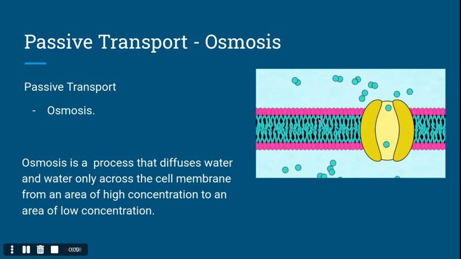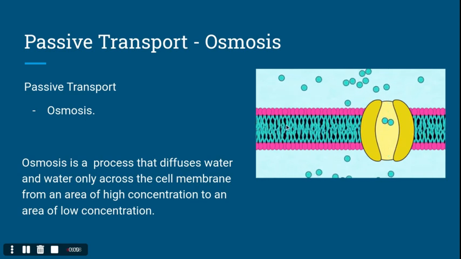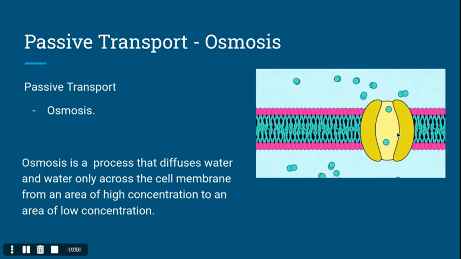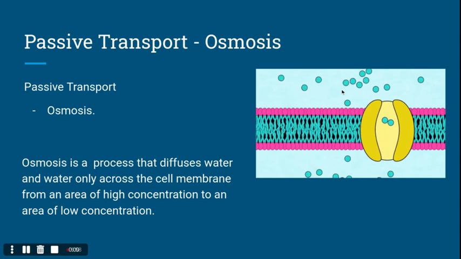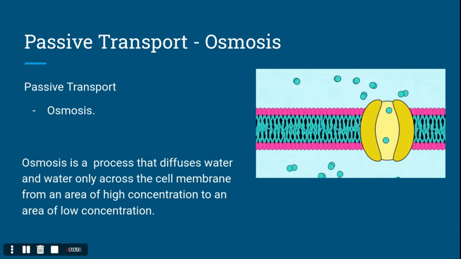They don't want to be here. They want nothing to do with this. So water stays away from this and uses the protein to go through. And if the water tries to pass through this, the cell membrane itself would be like, no, get out.